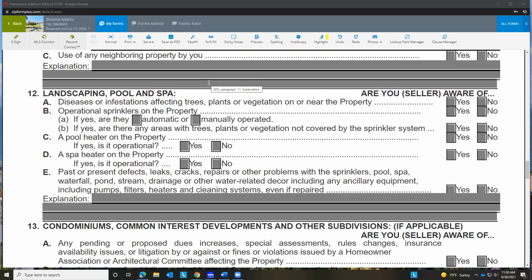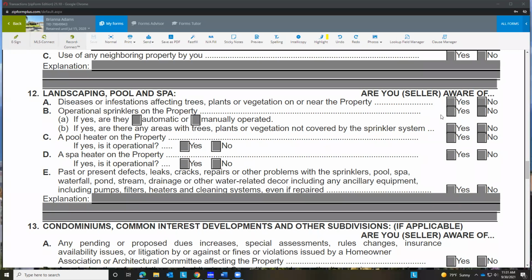Landscaping, pool, and spa. Couple notes on this. If this is a condo, the point of this disclosure is to talk about the actual property. So if I'm talking about my condo, even though the condo association has a pool and a spa, my actual property part does not. So the answer would be no. Disease or infestation affecting trees, plants, or vegetation on or near the property, that could be a yes if you're in a condo, if all the trees got diseased.